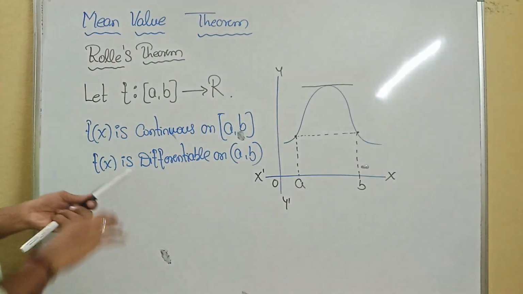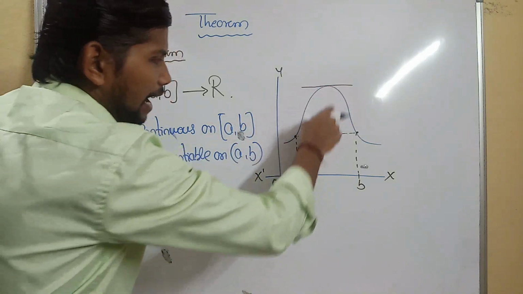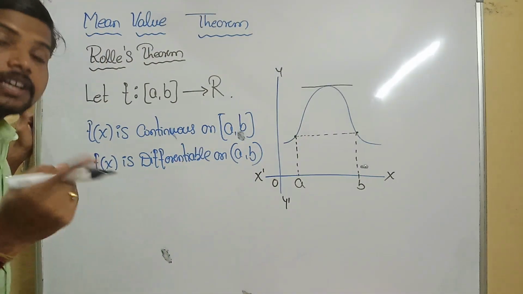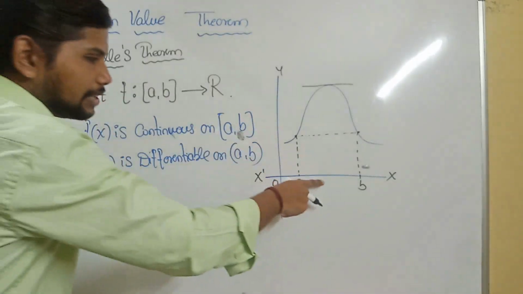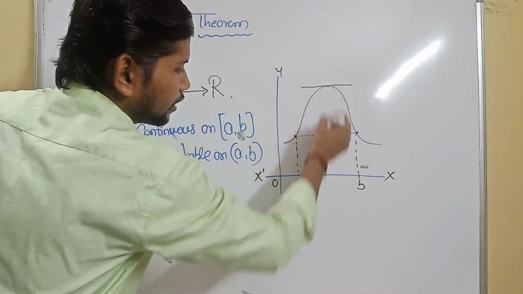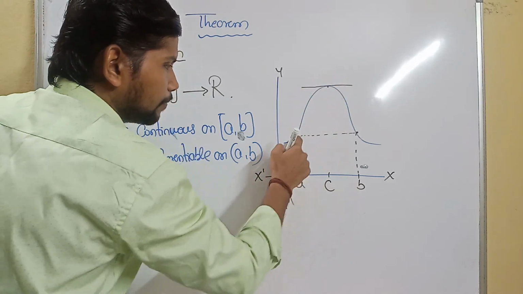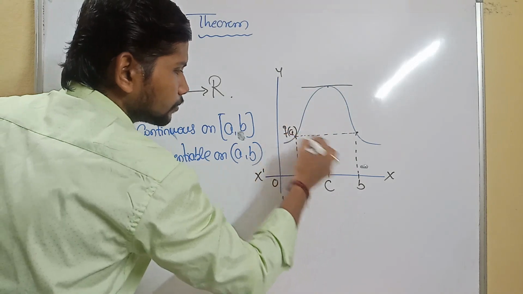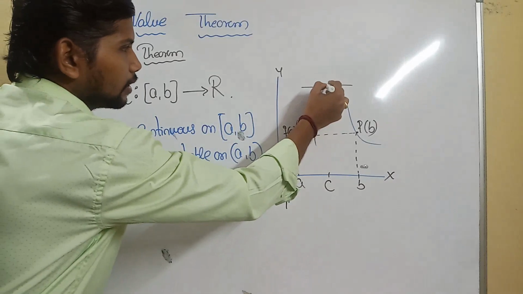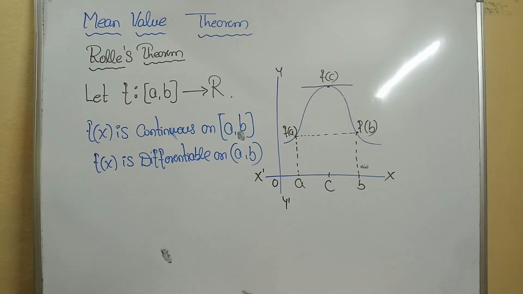Got the point clearly? After this, I'd like to draw a tangent parallel to the chord, and the tangent is parallel to the x-axis. If the tangent is parallel to the x-axis, then the slope will be 0. I'd like to take this point as c. For a, the range point will be f of a, for b it will be f of b, and for c it will be f of c.